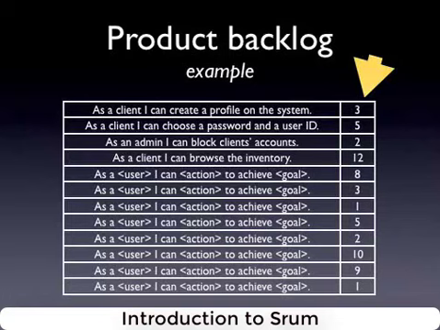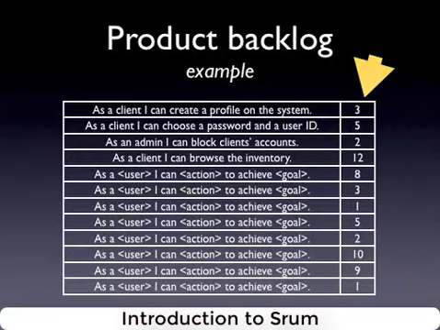However, the product backlog's function is not only to capture the list of user stories, but also to capture the priority. So whatever is on the top of the list is the most important at this moment. Whatever is at the bottom might be a nice-to-have that we might get to at some point.